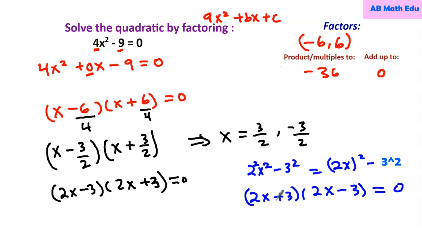It doesn't matter which one is first. Don't be confused. Remember, multiplication is commutative. 3 times 2 is the same as 2 times 3.